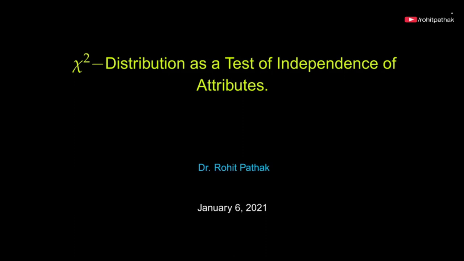In this video, we are going to discuss chi-square distribution as a test of independence of attributes. Sometimes a population may be divided into different cells or categories according to some attributes. For example, two different attributes of a population may be gender and age, where gender is again divided into two categories, male and female, and age can be divided into various categories like 19 years to 25 years, 26 years to 30 years, and so on.